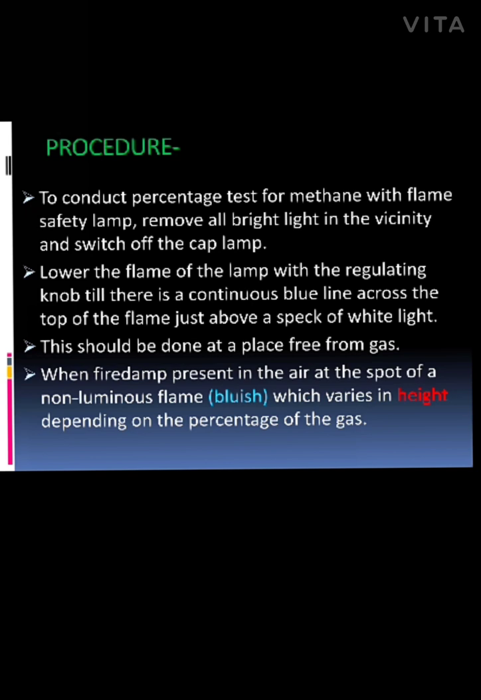That means we have to adjust this flame safety lamp where there is no accumulation of methane gas. When fire damp is present in the air, at the spot there is a non-luminous flame, which is bluish in color, which varies in height depending on the percentage of the gas.